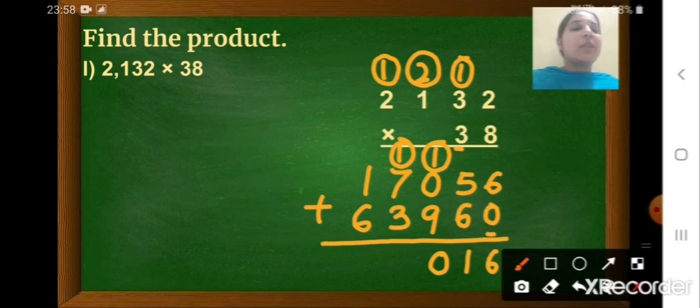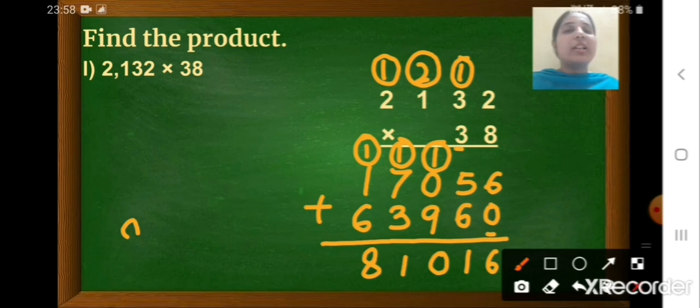Now 7 plus 1, 8. 8 plus 3, 11. So 1 we will write here and 1 will be carried over to the next place. So 1 plus 1, 2 and 6 plus 2, 8. So what is the product here, children? 81,016. Okay, children?